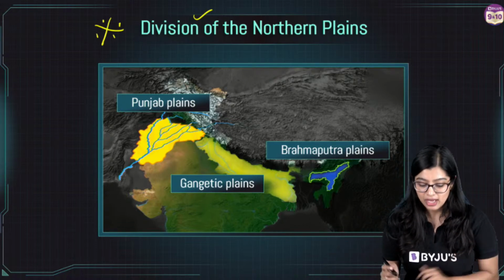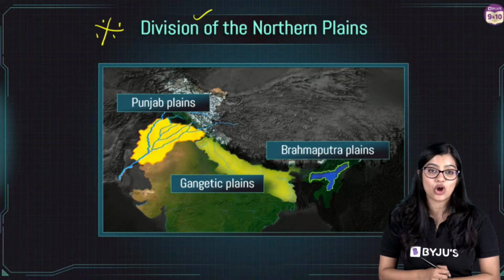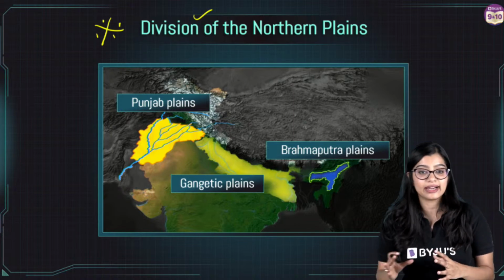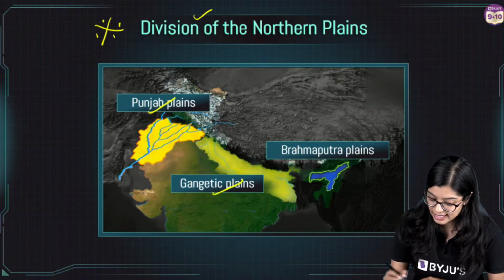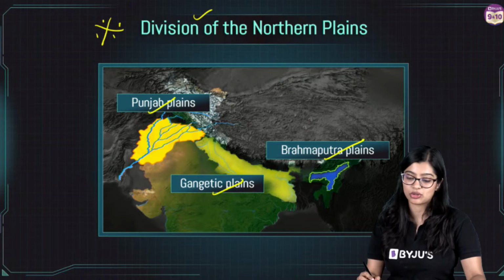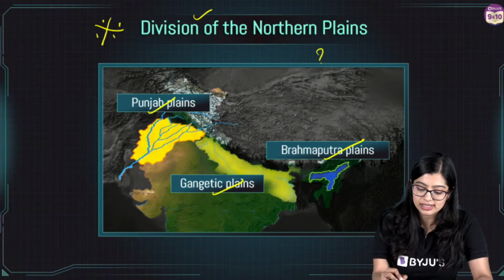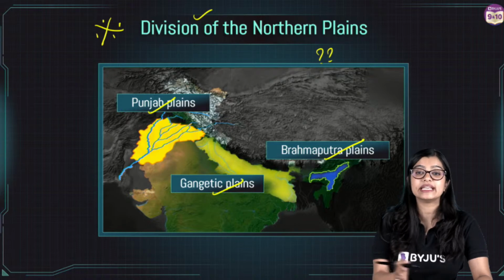So don't worry. So now, of course, we have division of northern plains. Now, we can divide the northern plains as the Punjab plains, the Gangetic plains and the Brahmaputra plains. Now, can you tell me what is the basis of dividing them into these 3?